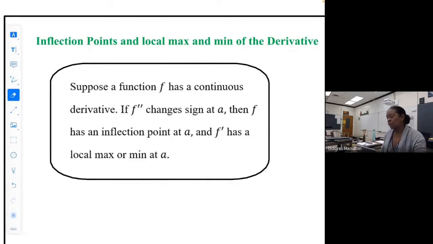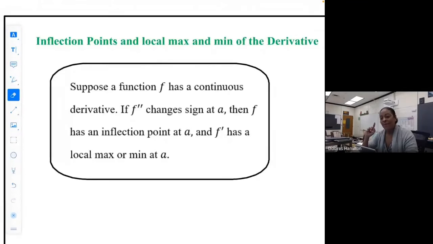So inflection points with respect to the derivative graph. If I have a function f, and I know that f double prime changes signs at some a value, then I can say with certainty that f has an inflection point at x equals a, and on the derivative graph, that's where f prime is going to have either a local min or a local max.